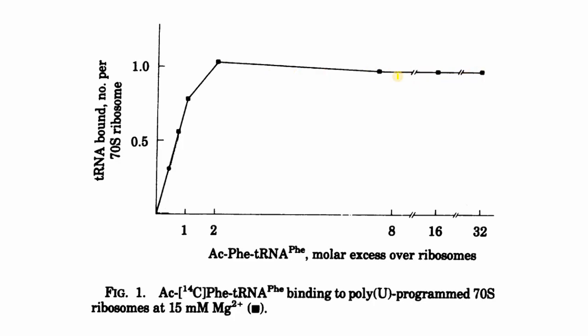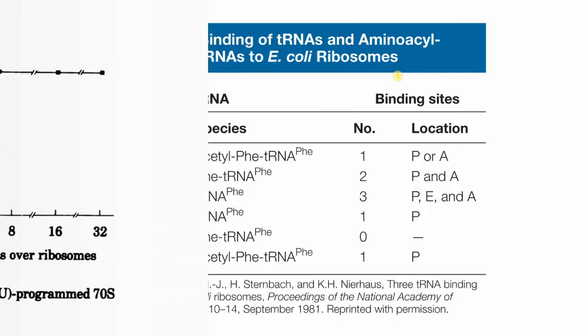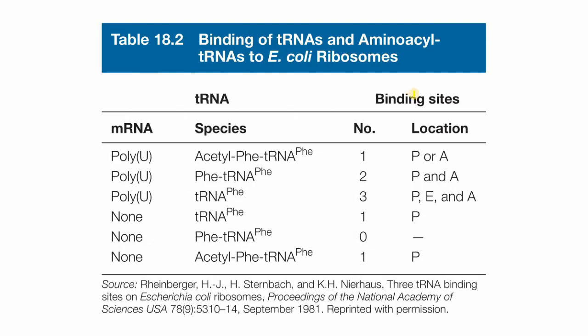Now that we talked about that and you got sort of a flavor of the data in the research paper, I will go to the table itself. What the researchers saw is that the acetylated phenylalanine tRNA, as we said previously and as we saw previously in figure 1, binds only once when we provide poly-U, right? That's what we saw before. And they found out that it binds either in the P site or in the A site.